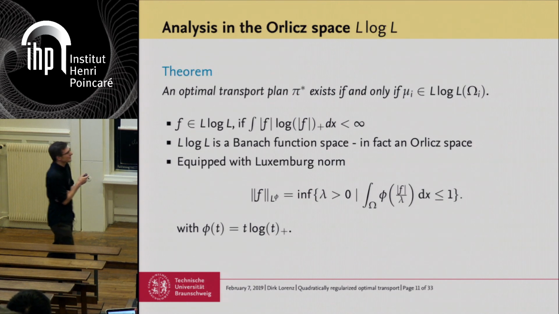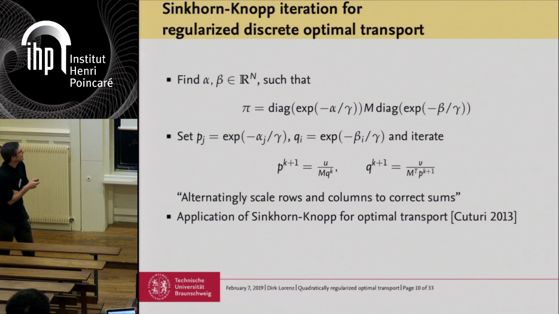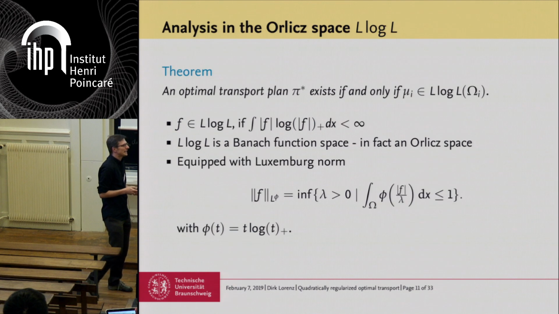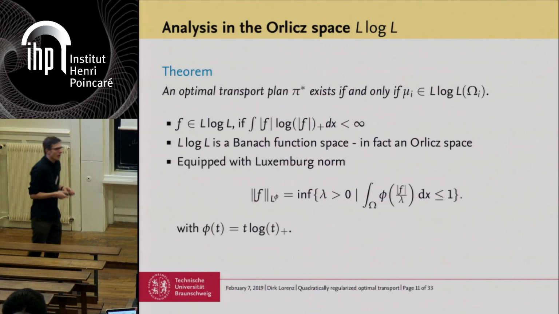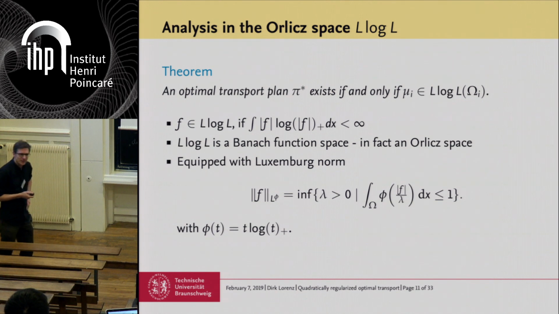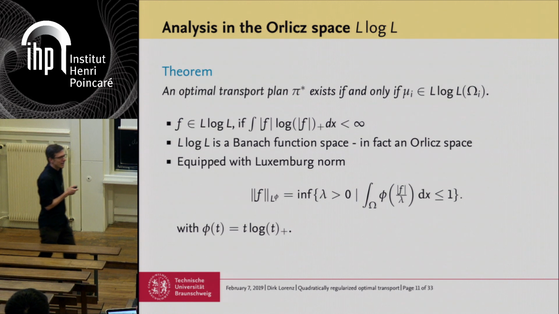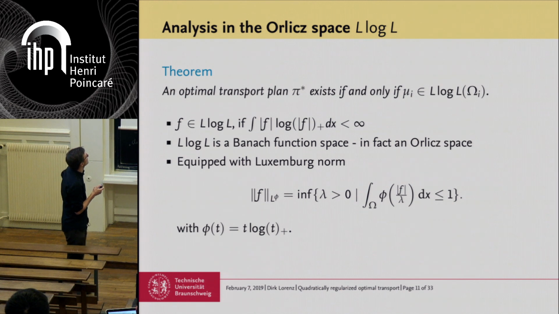Okay, so here's the analysis in the continuous case. If something gets unstable in the discrete case, maybe something is hidden in the continuous case. Let's analyze the continuous case a little bit more closely. So first thing, where do minimizers exist? And can you formulate this in a Banach space setting? And yes, you can. The theorem is that there's an optimal transport plan for the entropically regularized optimal transport problem if and only if the marginals are in this kind of function space. It's L log L, a function space on the marginal domains.